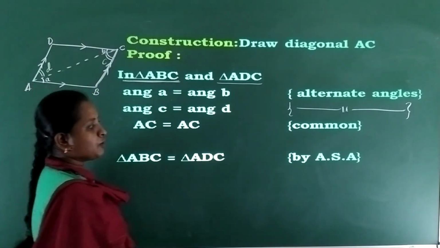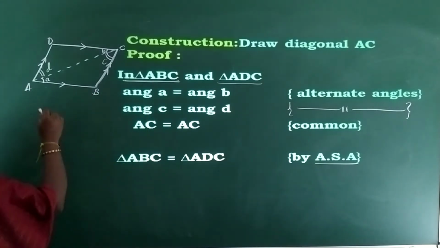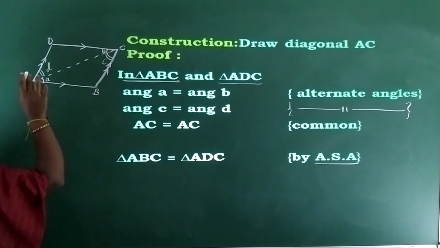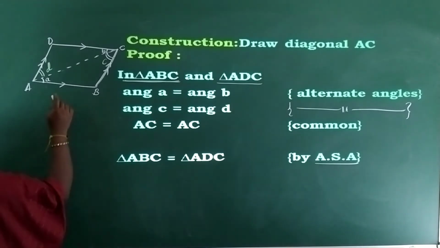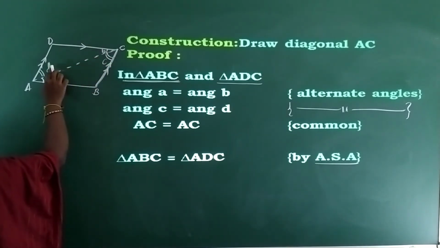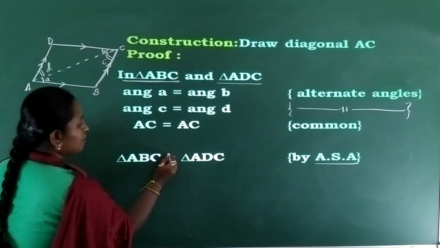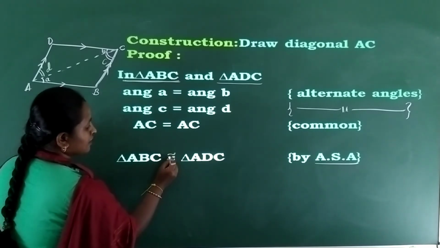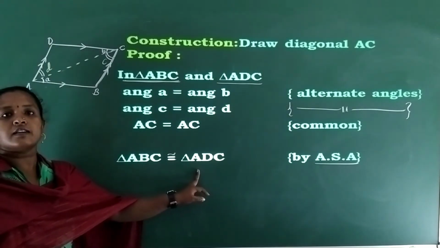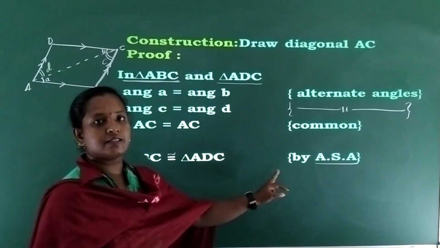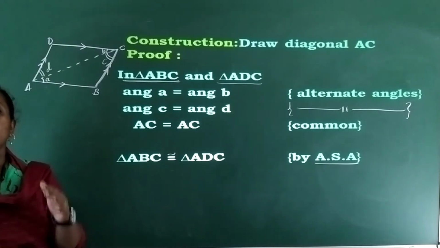So which congruency is it? It is ASA, because AC is the imaginary line. It is a common base for triangle ABC and triangle ADC. That's why angle A is equal to angle B, angle C is equal to angle D, that are alternate angles. So 2 angles and 1 side, it is nothing but congruent. So triangle ABC is congruent to triangle ADC. By which congruency? ASA.